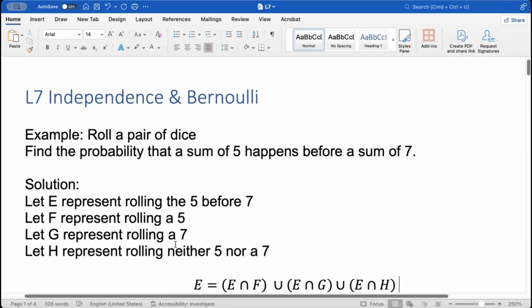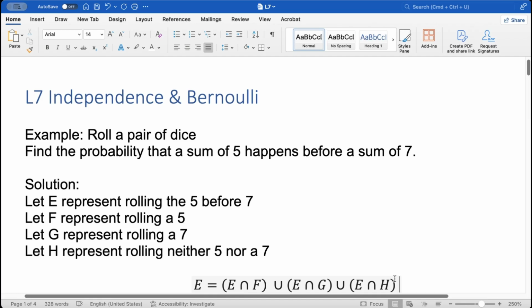So we can split up E into pieces here. E is equal to E intersected with F, union E intersected with G, union E intersected with H. Now, this will give us back all of E as long as these sets F, G, and H yield all the possible outcomes when you roll a pair of dice.